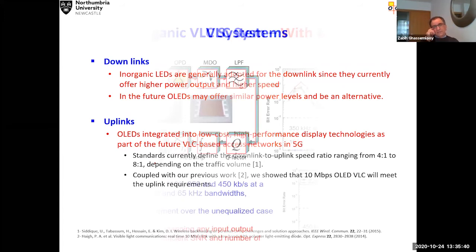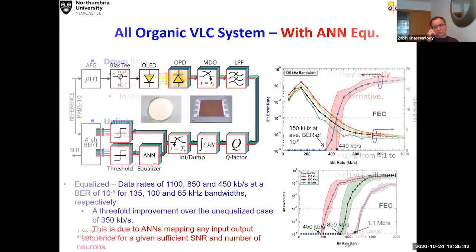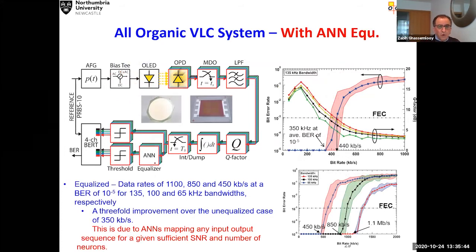Then we put this device into a proper system. This is an all organic VLC system where we have our organic LED and organic photodetector. That's organic photodetector and organic LEDs. The rest of it is almost the same as a VLC. And the other side is that we are just doing some equalization, but we are using machine learning, which is artificial intelligence, in order to compensate for dispersion. So we can push the bandwidth higher.